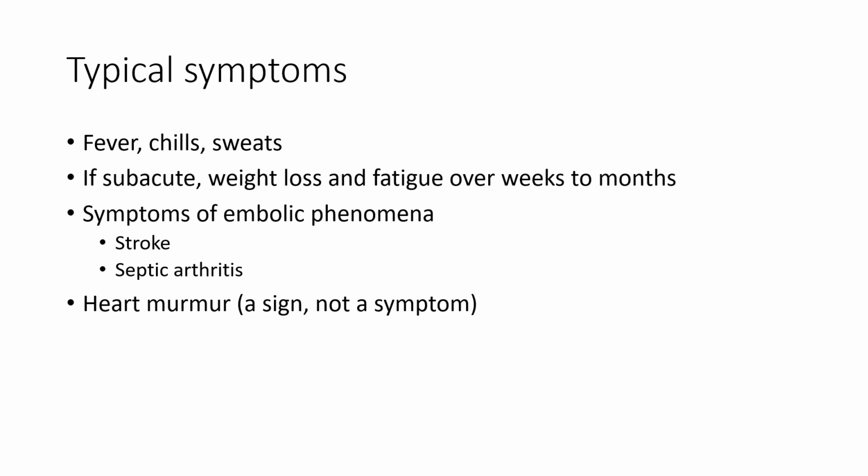So if you think about it, if you have a vegetation on your aortic valve, then it can flick off little bits of that vegetation to other parts of your body, and that can cause stroke if it goes to your brain. It can cause septic arthritis if it lodges in one of your joints, and as we'll discuss, it can also cause some skin manifestations of emboli. A heart murmur as well is a sign, not a symptom, of endocarditis. And new onset heart failure, if the valve is damaged enough, patients might have symptoms of shortness of breath or volume overload because their heart valves aren't working very well.